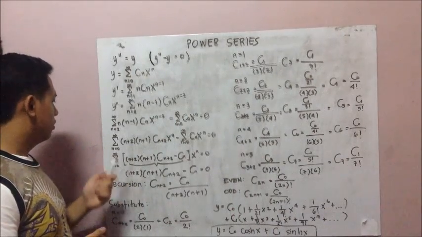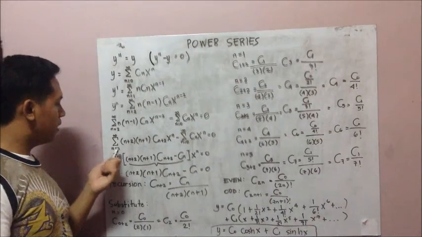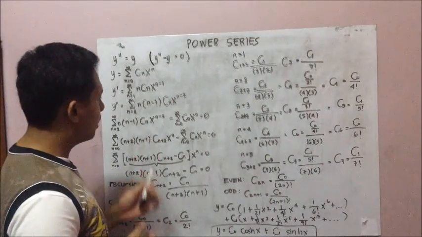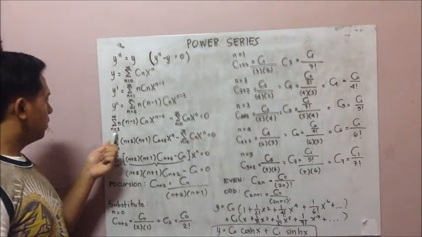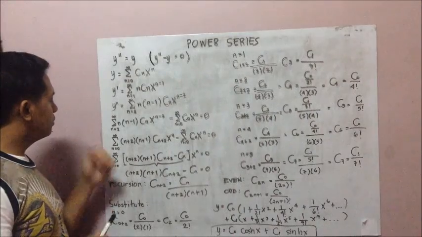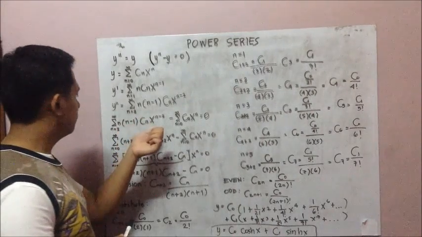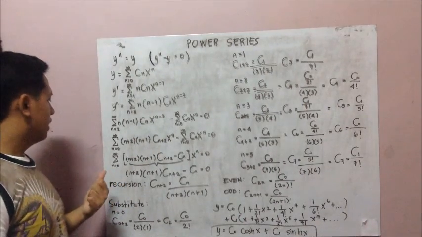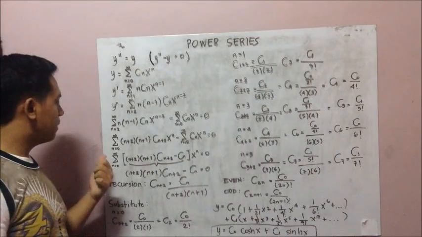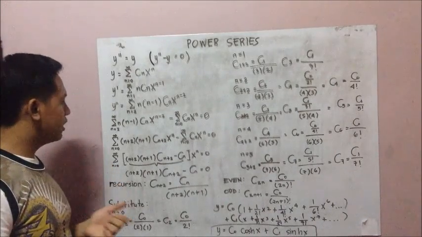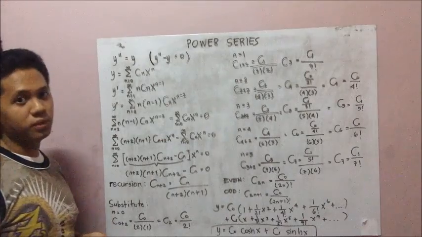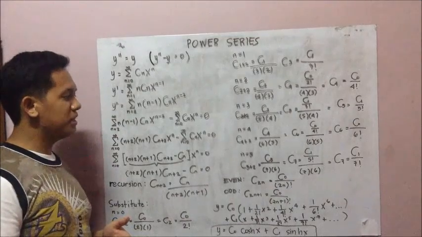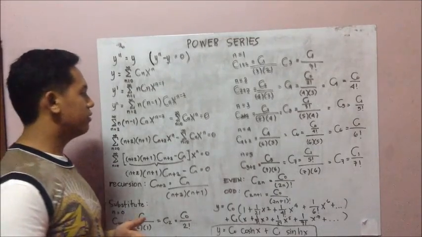So what we add in the bottom is what we subtract above. So for here, for n is equal to 2, we subtract 2 below and we add 2 above. So now our equation is the summation of n is equal to 0 up to positive infinity, n plus 2 times n plus 1 c_(n plus 2) x raised to n minus the summation of n is equal to 0 up to positive infinity, c_n x raised to n is equal to 0.